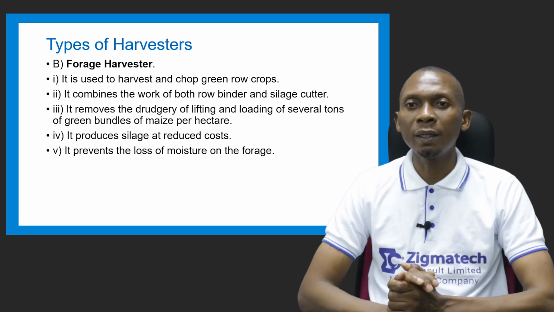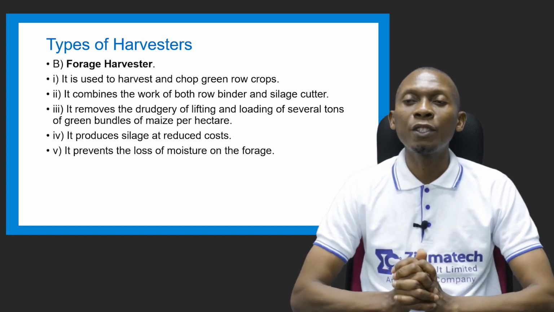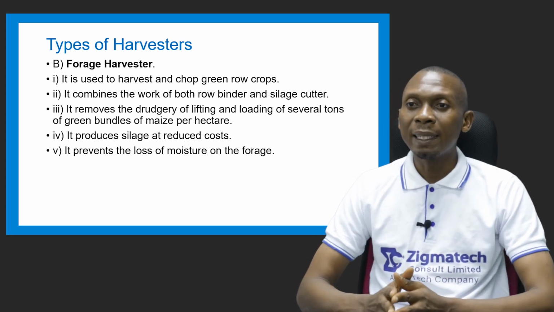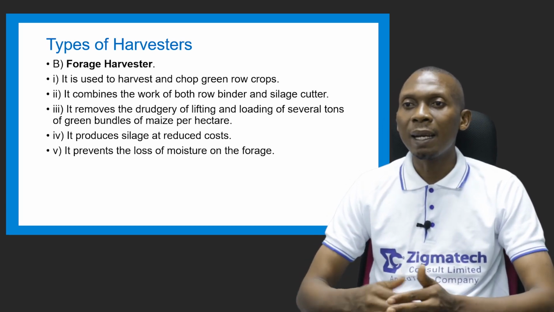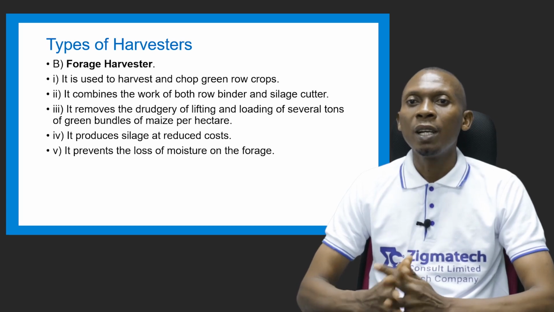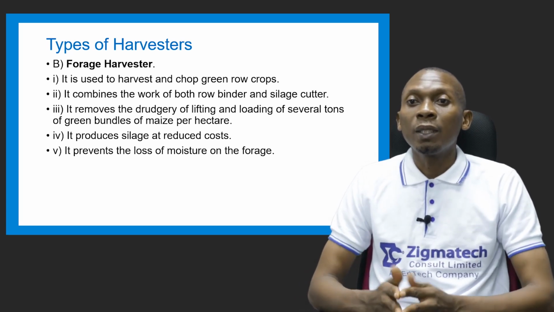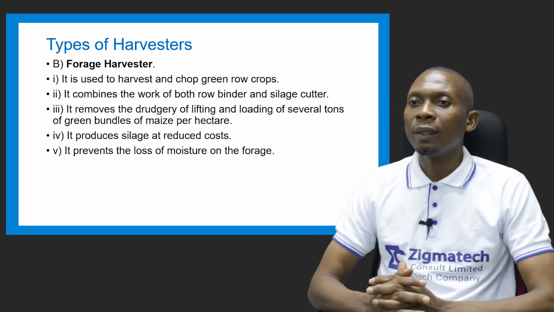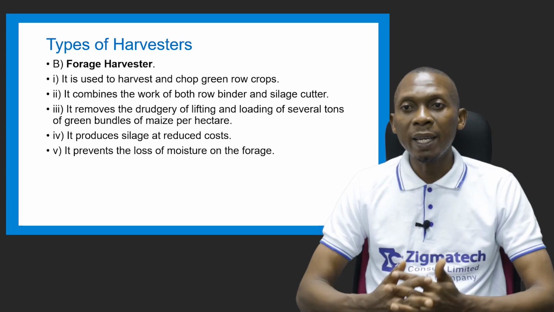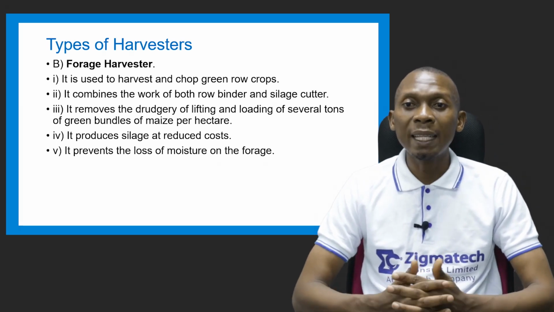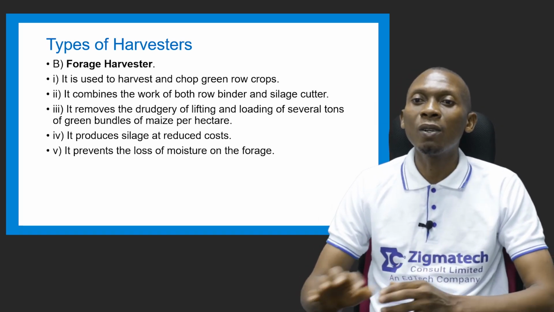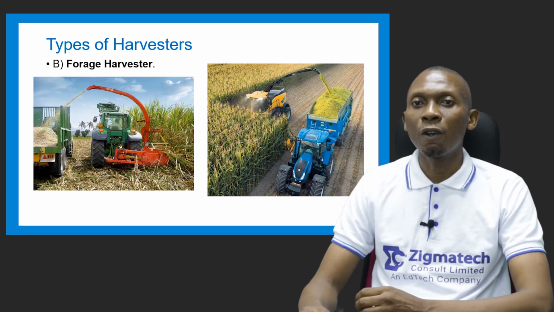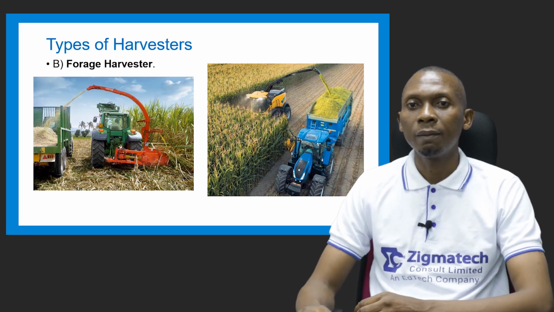We have the forage harvesters. Now these are used to harvest and chop green row crops. It can also combine the work of both the row binding and silage cutter, so it cuts and binds the forage. It also helps to remove drudgery, which is the difficulty of lifting and loading several tons of green bundles of maize per hectare. It can also produce silage at a reduced cost and helps to prevent loss of moisture on forage crops. Now this is how a forage harvester looks like.